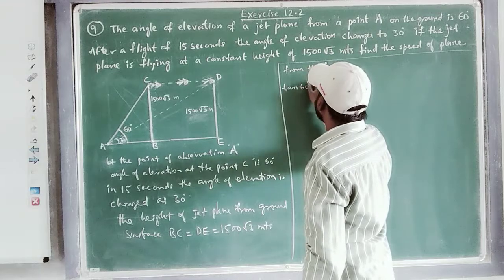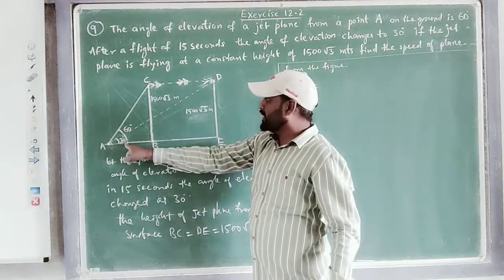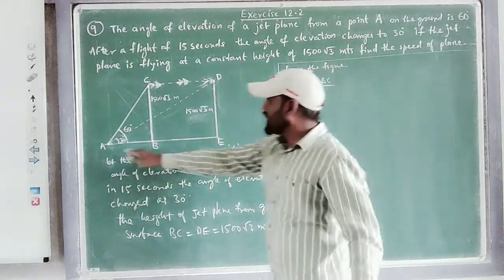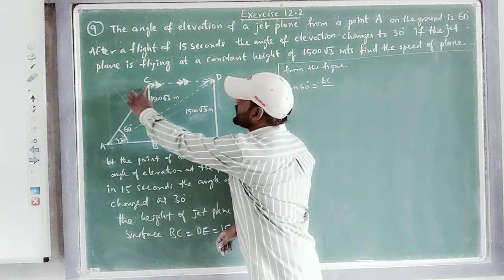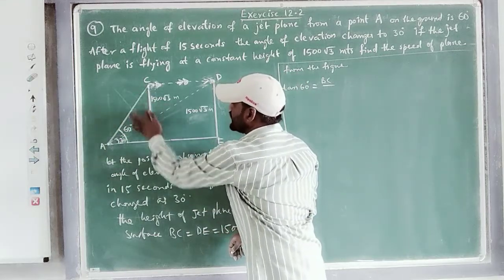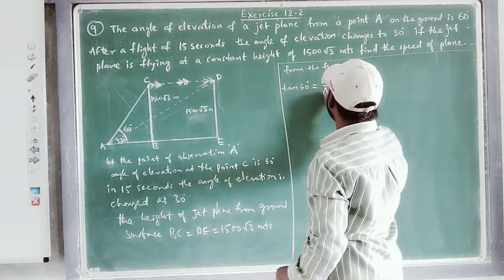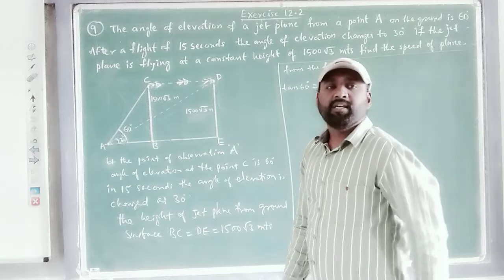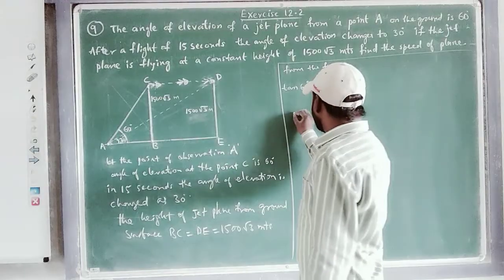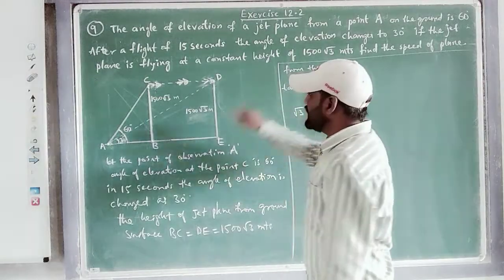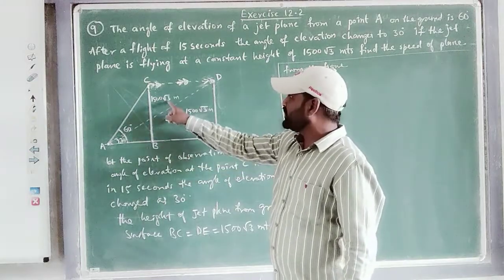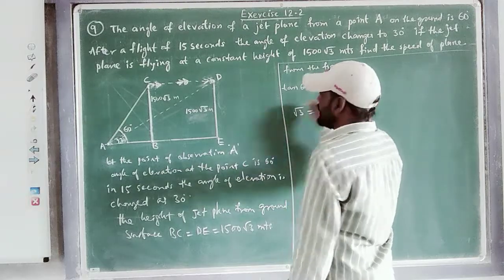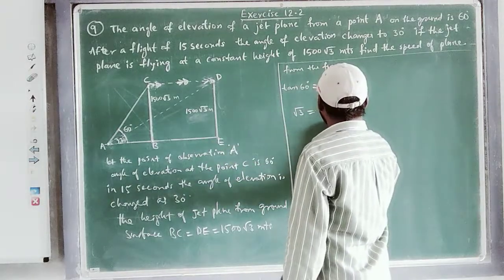So tan 60. With respect to this angle of 60 degrees, what is the opposite side? BC. The adjacent side is AB. We all know that the value of tan 60 is root 3. Now BC is the height of the flight, which is 1500 root 3. AB we do not know, so keep AB as it is.